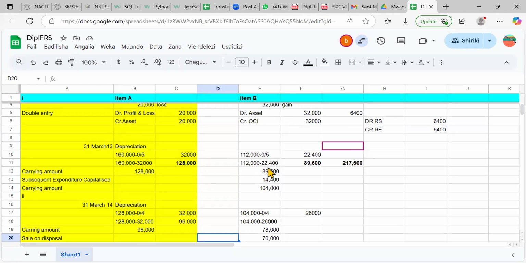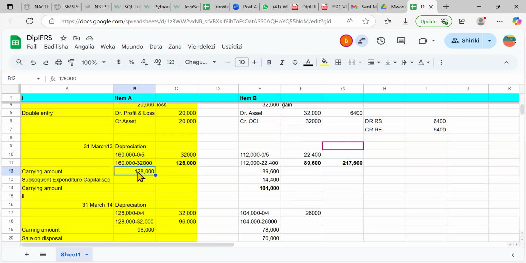So it's fine. You did well. You had this figure here, and you added 14,400. You got 104. Very good. So this will be like the reinstated carrying amount. Whenever you reinstate the carrying amount, you consider it as your cost, and you use the remaining useful life to get depreciation. From this moment onward, everything will be fine because we have 104, and here we had 128 as the carrying amount.